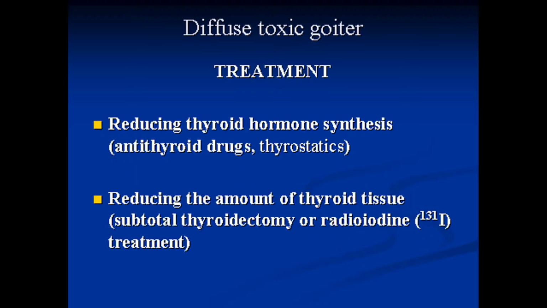When we have made a diagnosis, we should treat the patient. The treatment target is to reduce thyroid hormone synthesis with the usage of antithyroid drugs or thyreostatics. You should remember about imidazole derivatives, propylthiouracil is an alternative group of drugs. And what else is also used in treatment? Reducing of the amount of thyroid tissue.